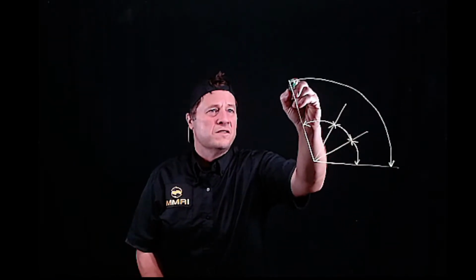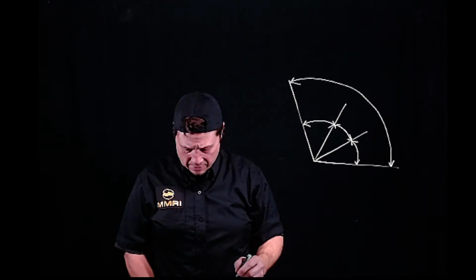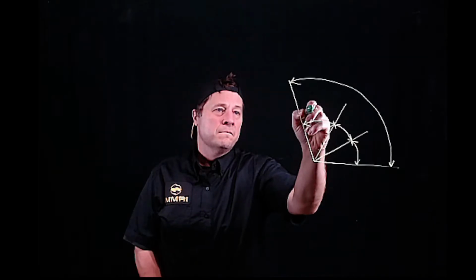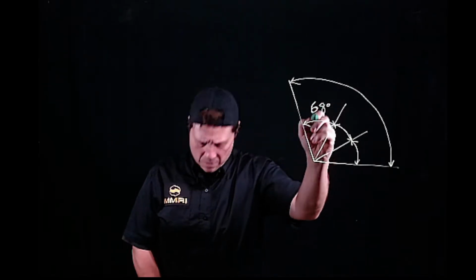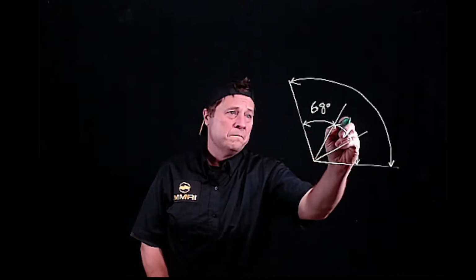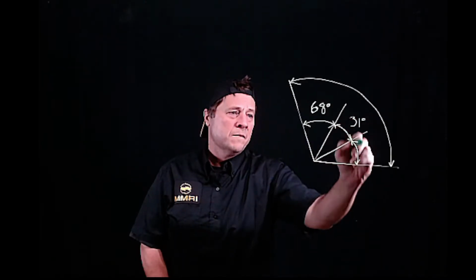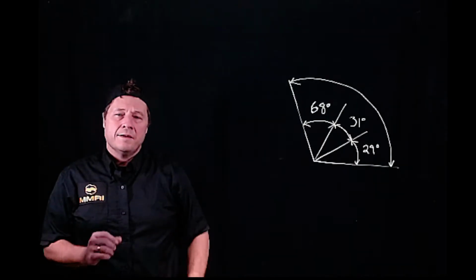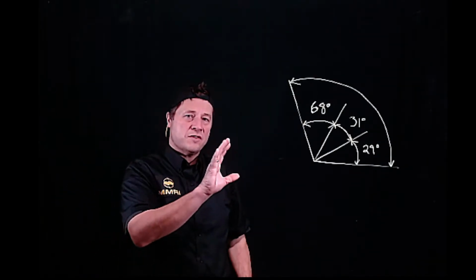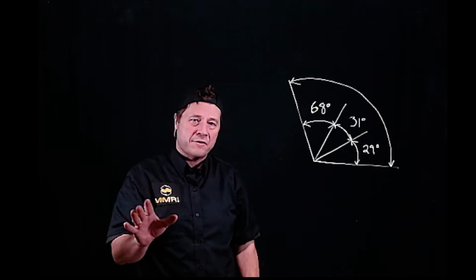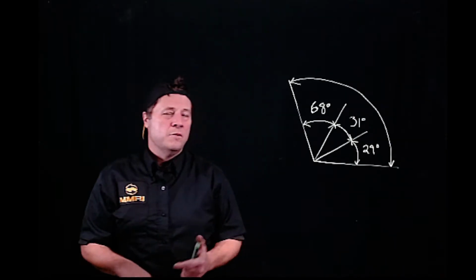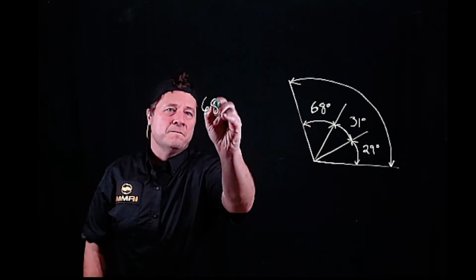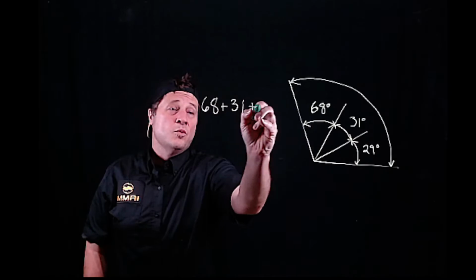So this is pretty simple. We'll say that this first angle is 68 degrees. Okay, and 31 and 29. Okay, so adding angles that are just in whole degrees is just like adding any other number. We won't do any more examples than this, but just 68 plus 31 plus 29, right?